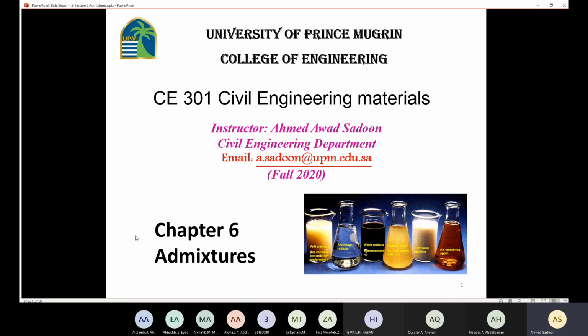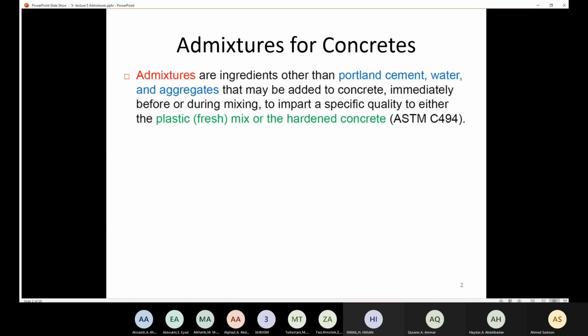Today we are going to talk about the admixtures. Last time we discussed the ingredients of the concrete. We said that in order to make concrete, you need to have water, cement, sand, and gravel. And also we said that sometimes we add so-called admixtures. The admixtures are ingredients other than the water, the cement, the sand, and the gravel. Any component other than those is going to be considered an admixture.